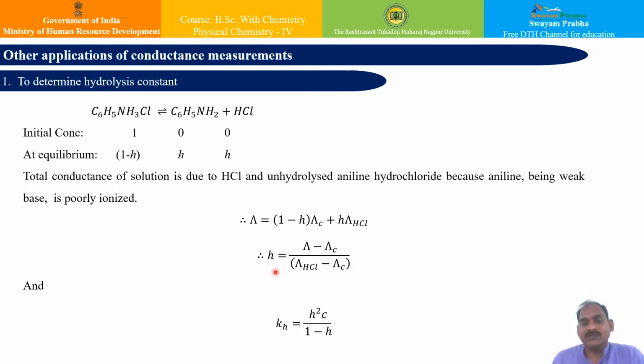And once h is known, I can determine the hydrolysis constant Kh in this term, that is h square C upon 1 minus h, where h is the degree of hydrolysis and C is the concentration. So we substitute the degree of hydrolysis in this expression, and I can calculate the hydrolysis constant Kh using this formula.